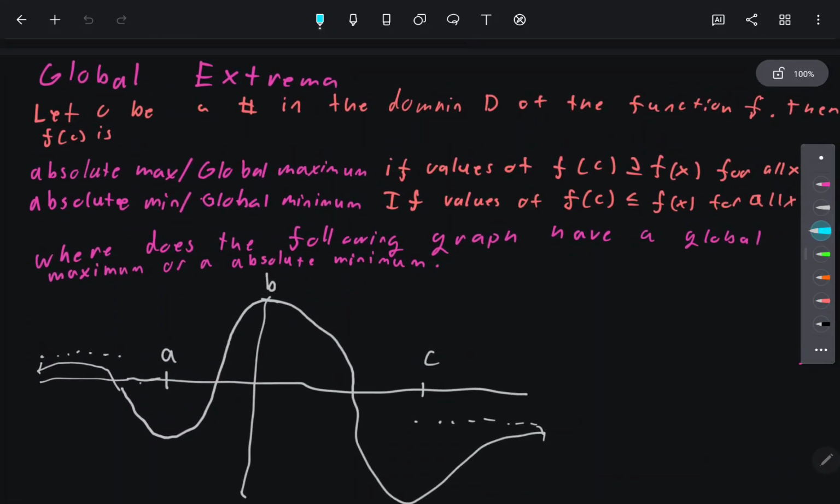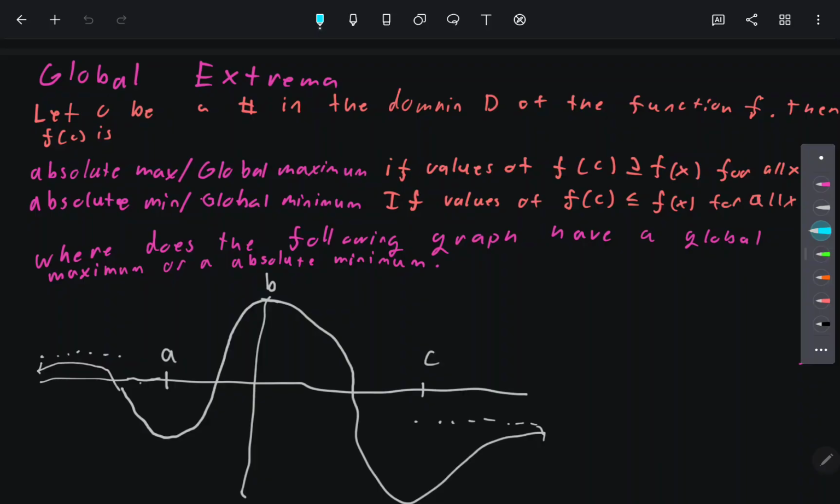Where we're going to start here is global extrema. Let c be a number in the domain D of a function f. Then f of c would be an absolute maximum if f of c is greater than or equal to all other values of f of x. However, it will be an absolute minimum if f of c is less than or equal to f of x for all values of x.